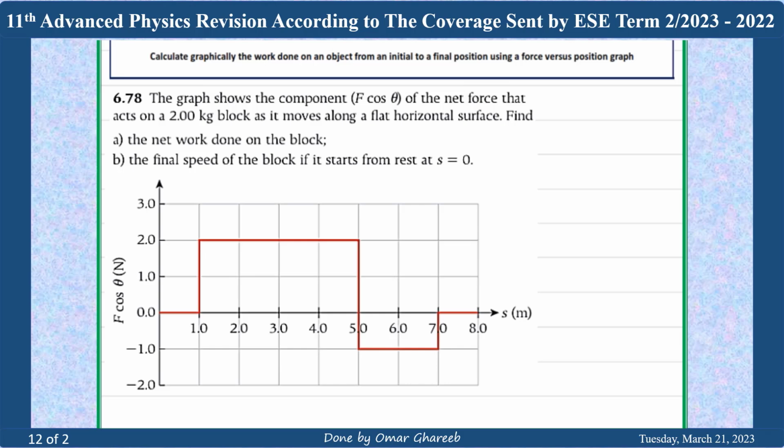The graph shows the component F cosine theta of a net force that is acting on a 2 kilogram block, 2 kilograms meaning the mass, as it moves along a flat horizontal surface. Find the net work done on the block. Then find the final speed of the block if it starts from rest. From rest, V initial equals 0. It's a very important question, especially the second part, because the second part includes the first one.